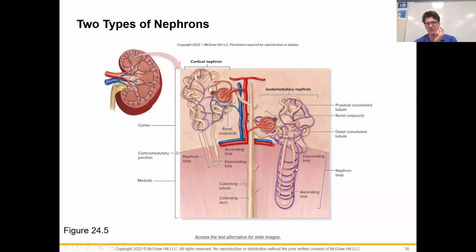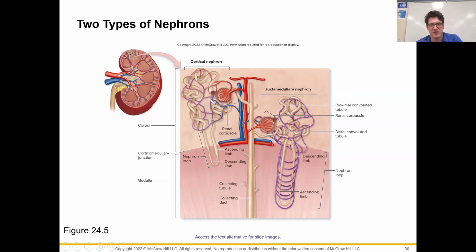Nephron loops, however, on juxtamedullary nephrons are going to be much longer. So we're going to be using these to help us regulate things like water balance and salt concentration gradients and things, okay? Now, the capillaries associated with them are also going to be a little different, okay?